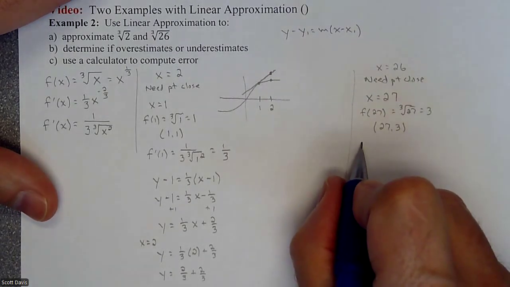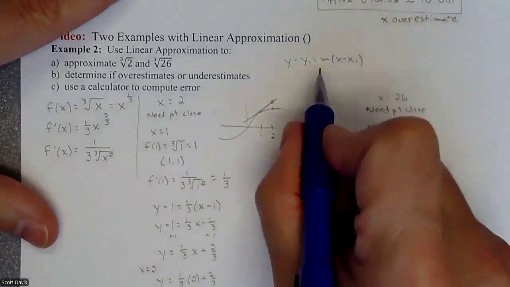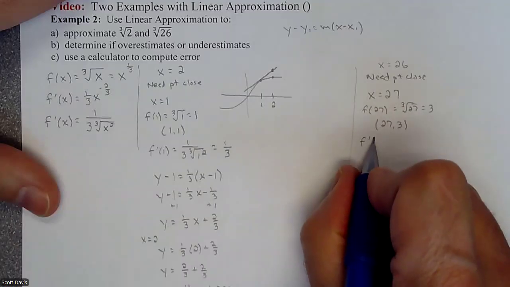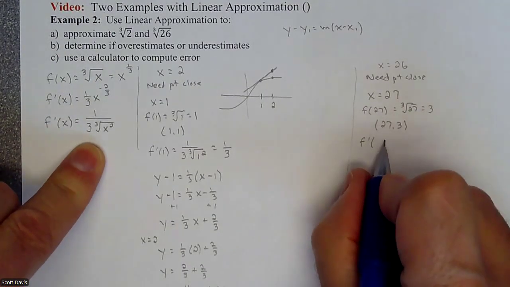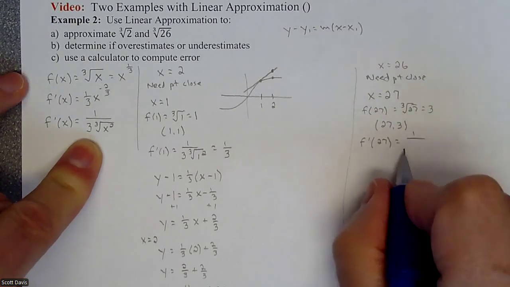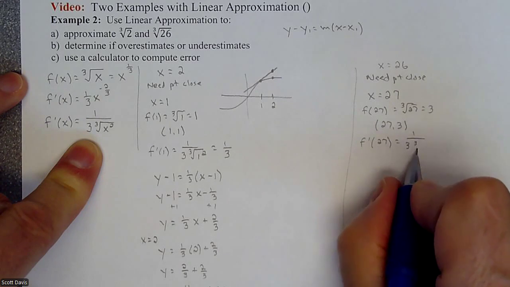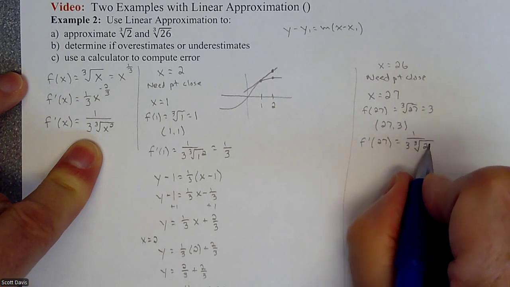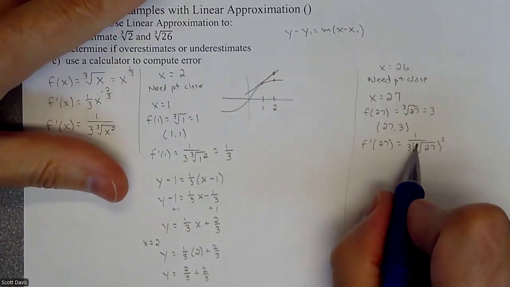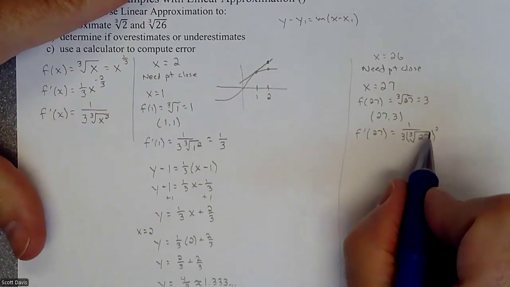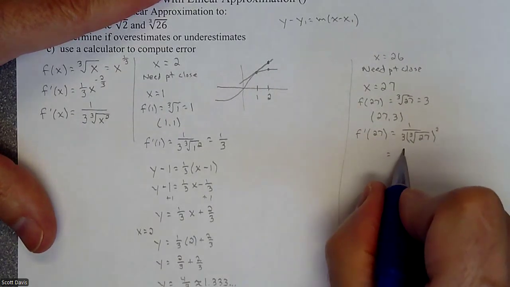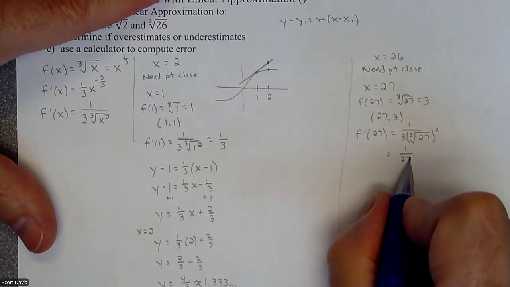Right, so I need my slope. So I have my x and y value. I need my slope at that point. So my slope equation is right here. 1 over 3 times the cube root of 27. Now I'm going to square it after, not before. So the cube root of 27 is 3, squared is 9, times the 3 is 27. So it has a slope of 1 over 27.